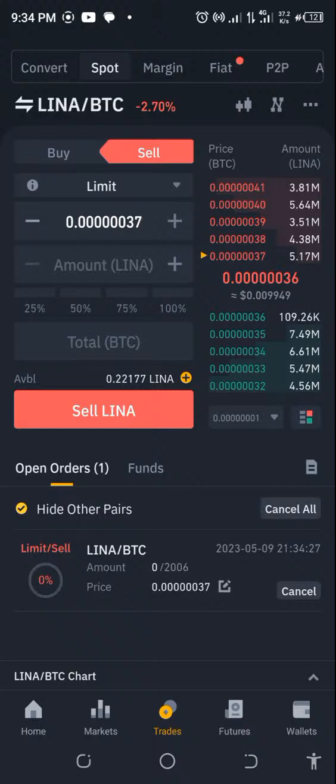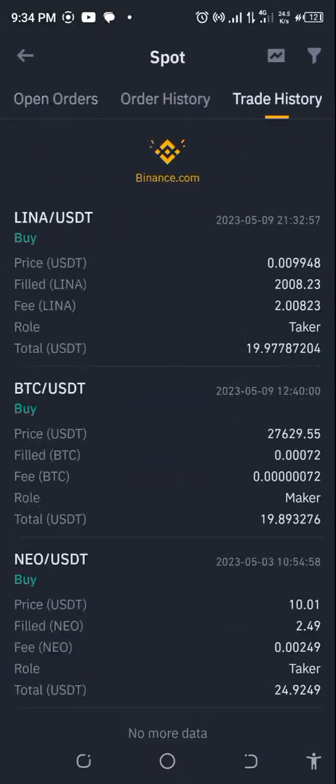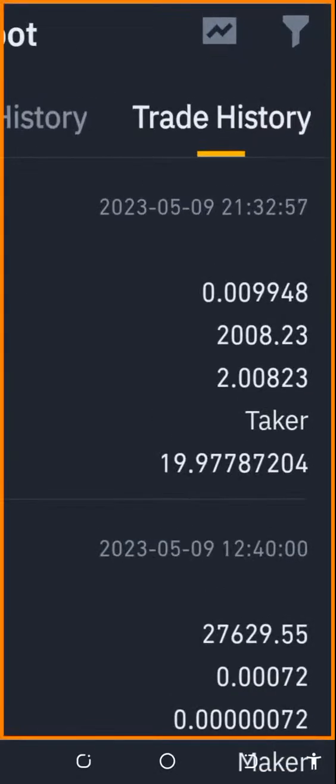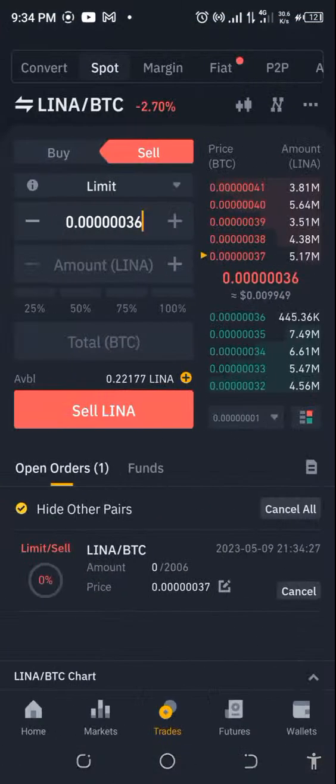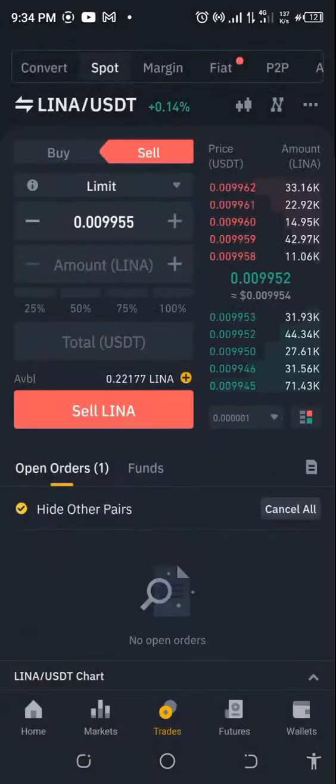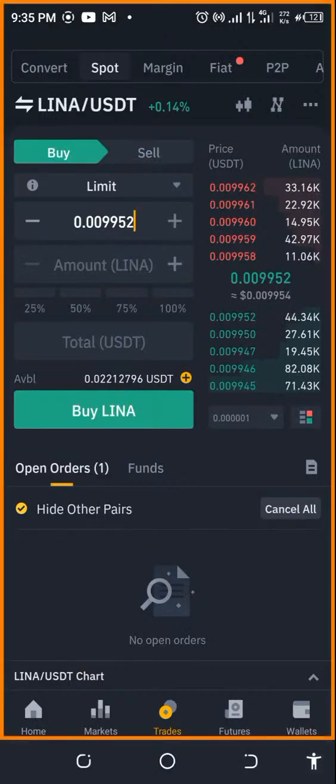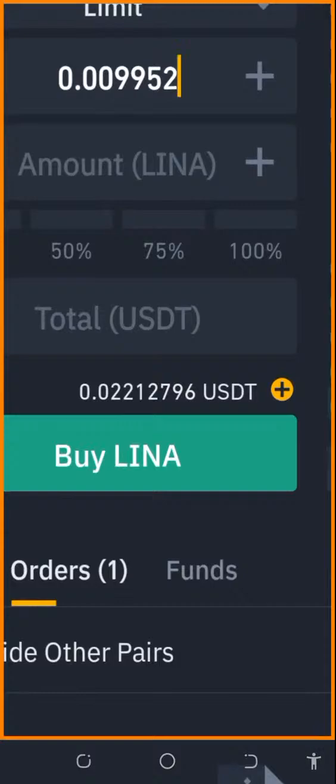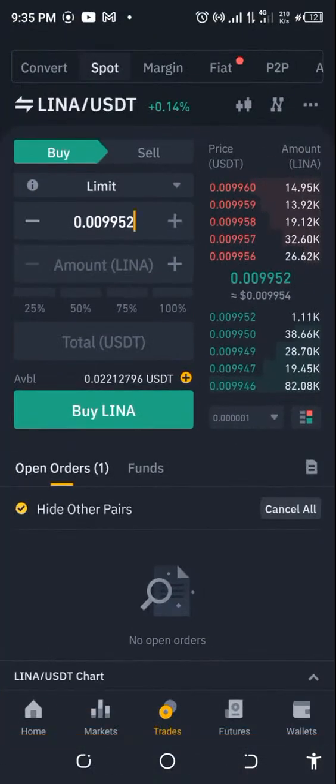Let me check the trade history. We bought this for 0.009948, and we spent 19.97. That means that if I go back, I should have 3 cents. Let me see, Lena USDT. Will we have 3 cents? Okay, we have something not really close, like 2 cents. So that means that it didn't pick up everything. It picked up 19.97 something. Anyways, that shows that we still have some money here.